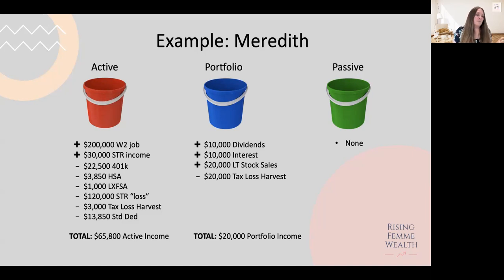And so she was able to take bonus depreciation that first year on that. So that was a significant amount of loss. She was able to write off all of the 5 and 15-year depreciated items in that short-term rental.